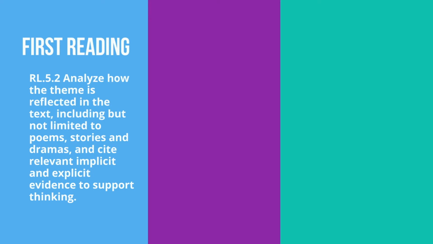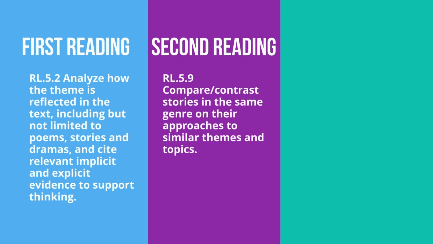RL.5.2. Analyze how the theme is reflected in the text, including but not limited to poems, stories, and dramas, and cite relevant implicit and explicit evidence to support thinking. Next, we add a second reading standard, the how. For this task, we decide to use RL.5.9. Compare and contrast stories in the same genre on their approaches to similar themes and topics.